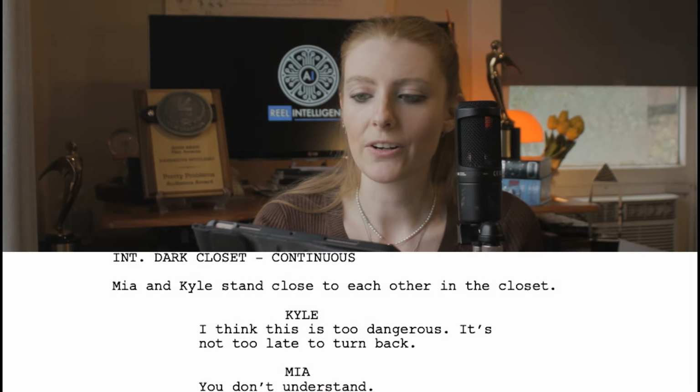It's just Mia and Kyle in a closet talking to each other.